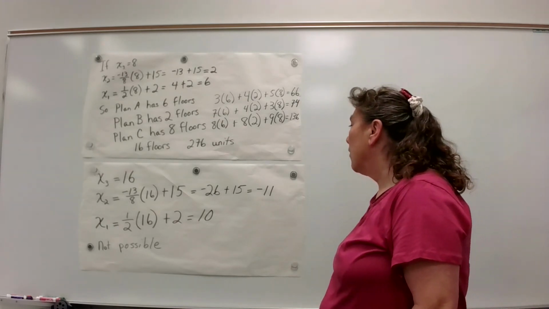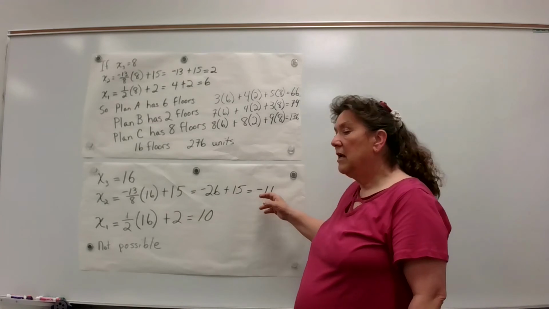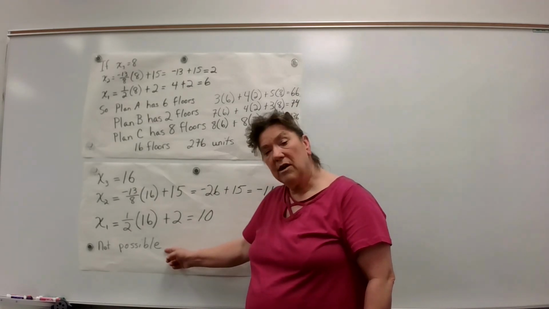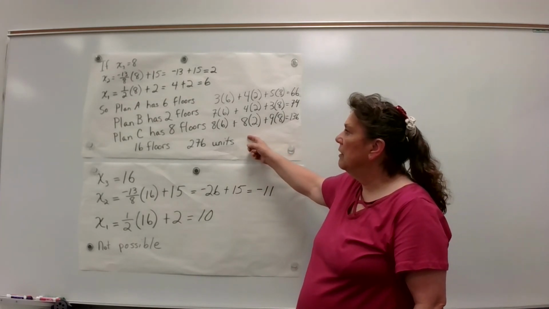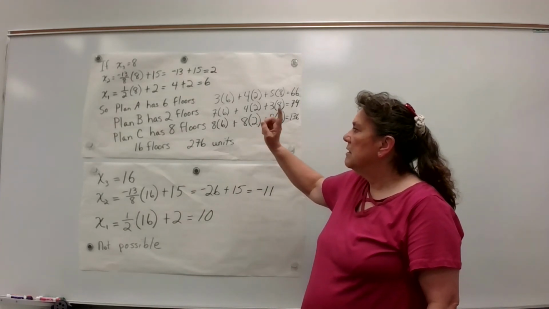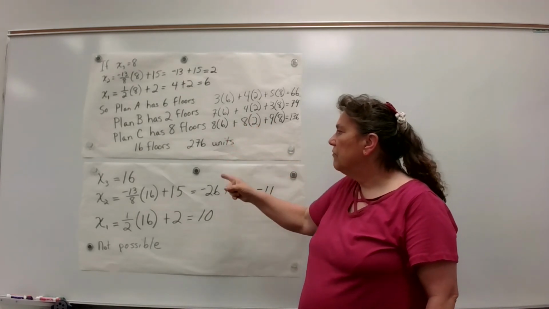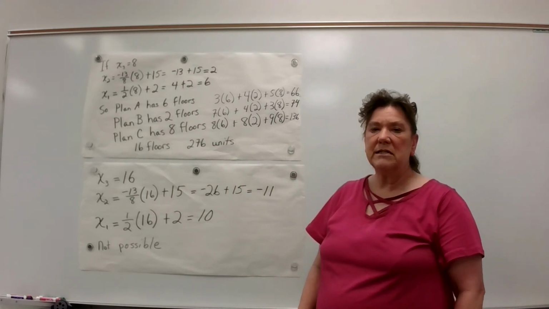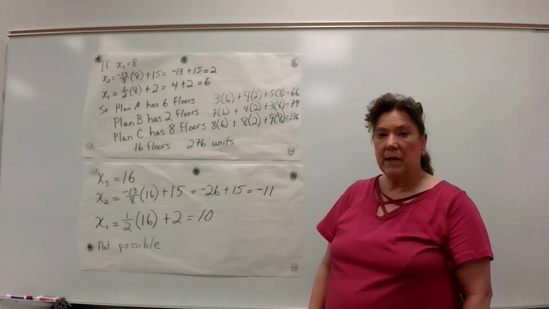And so, therefore, this is simply not possible because you can't have that negative number of floors. Therefore, this is not a possible solution, and the only possible solution is this one right here. 6 floors of Plan A, 2 floors of Plan B, 8 floors of Plan C, producing 276 units that can be rented out in this apartment complex.